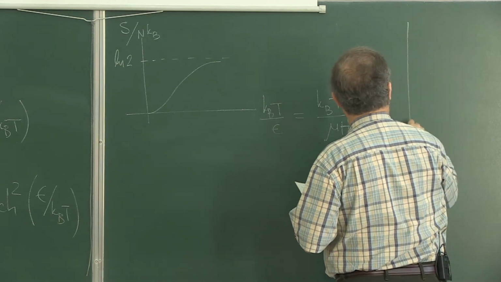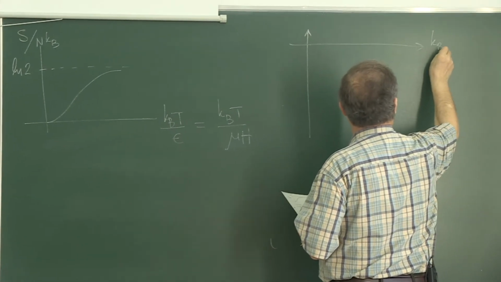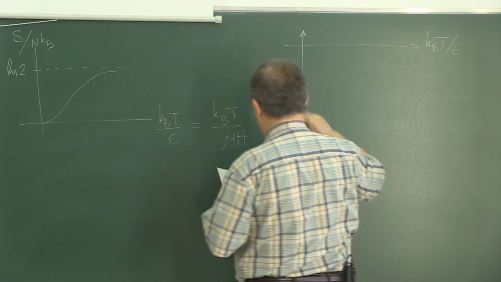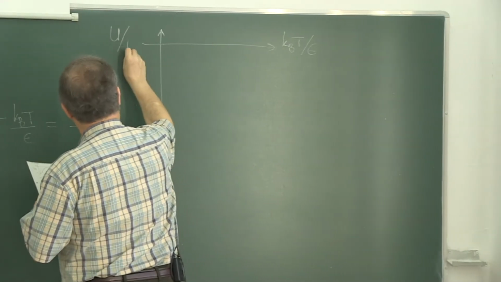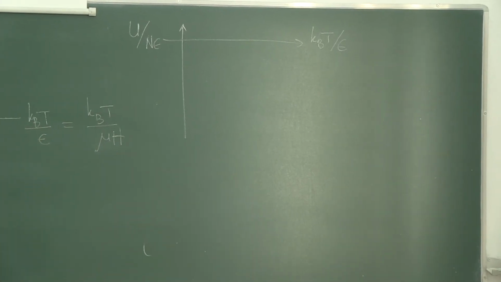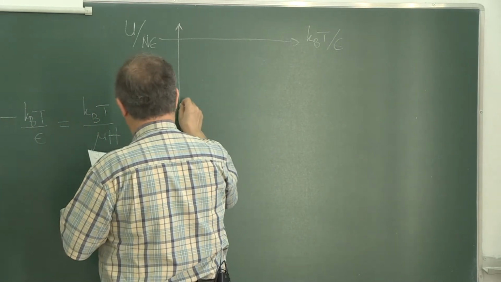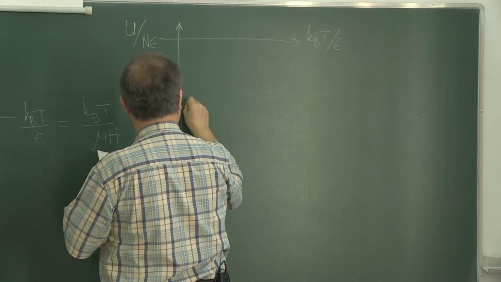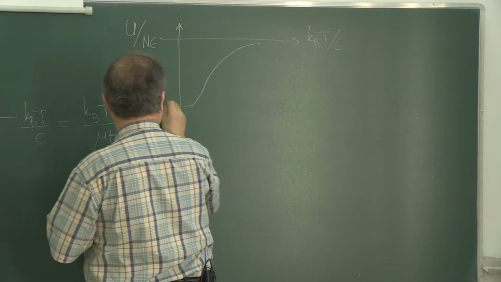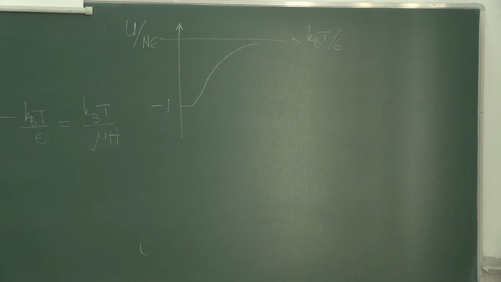Let's look at the energy. Energy as a function of kBT over epsilon. This is U in units of N times epsilon. Energy is negative, so it goes like something like this, starting at minus 1. What is it for minus 1 and why is it going to 0?